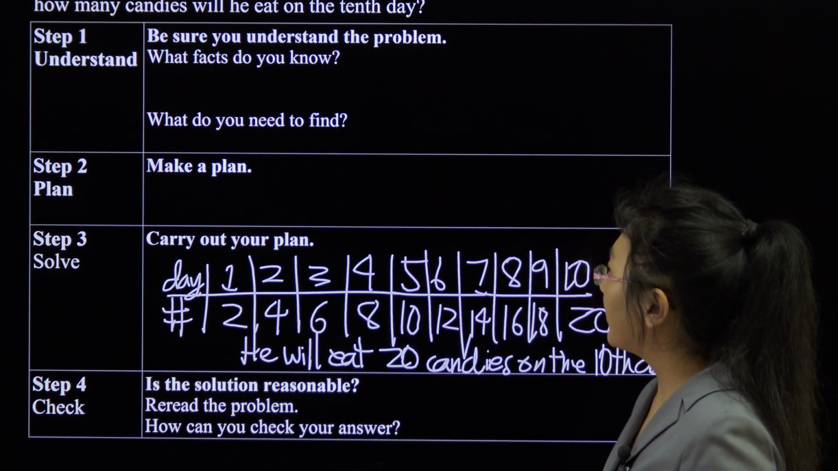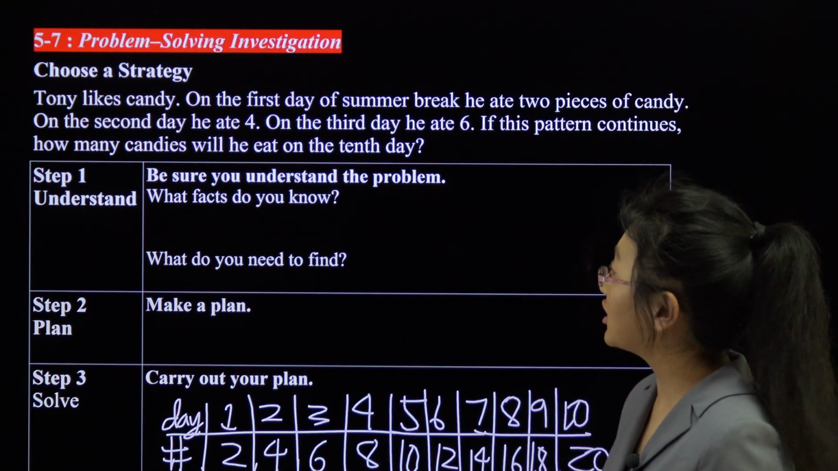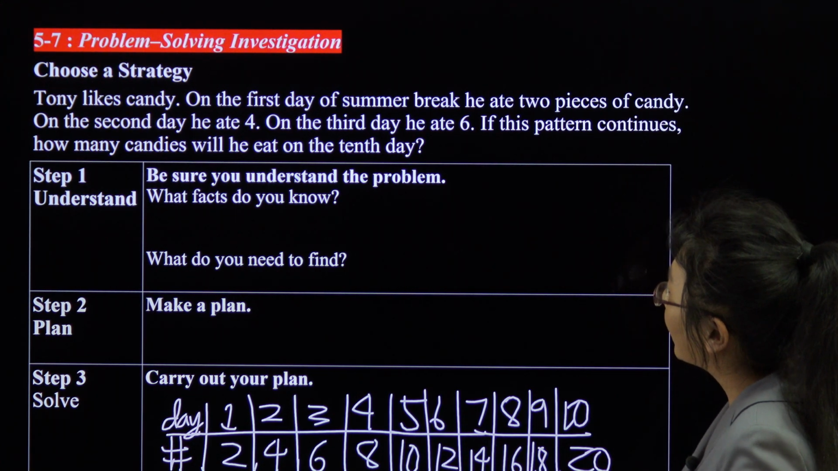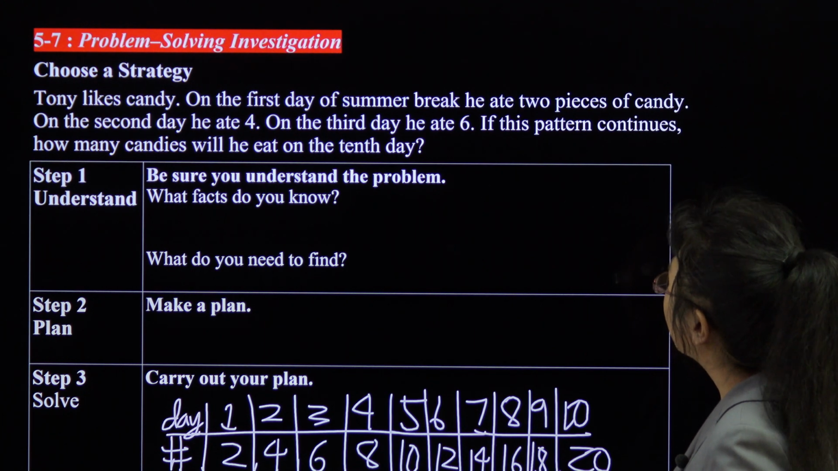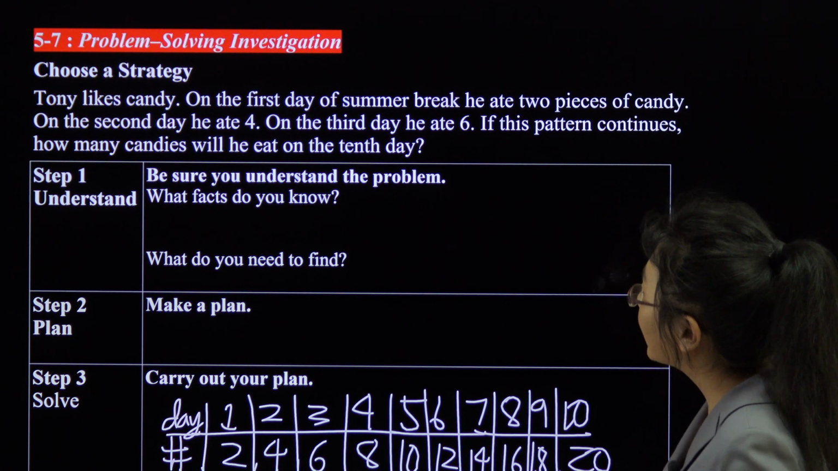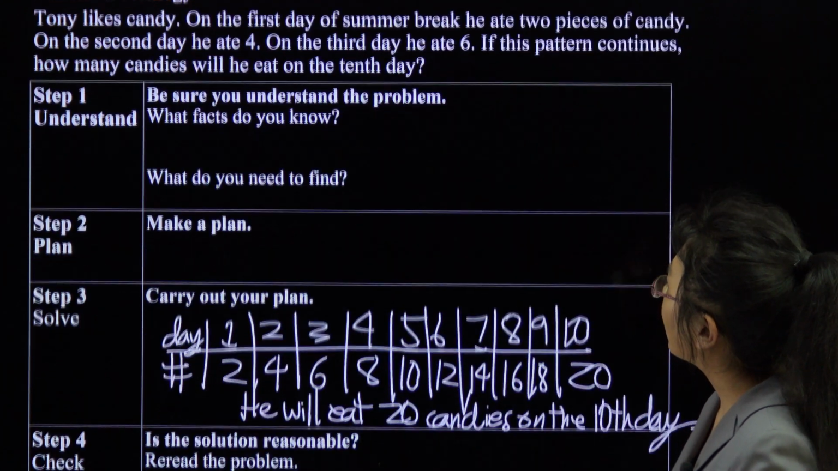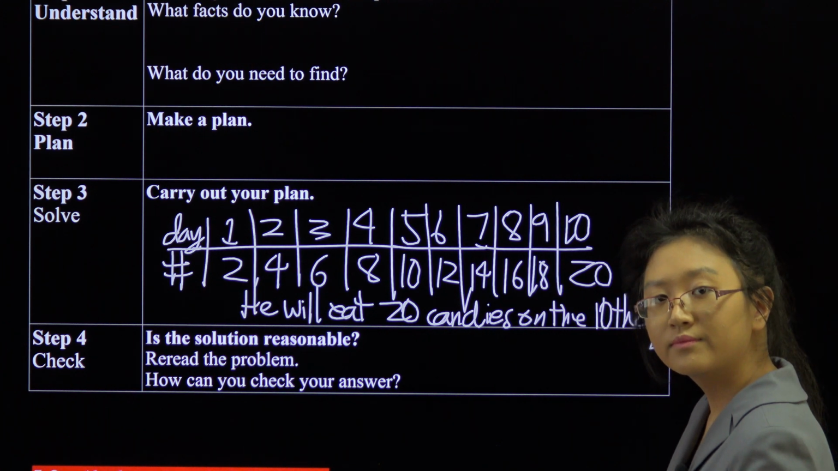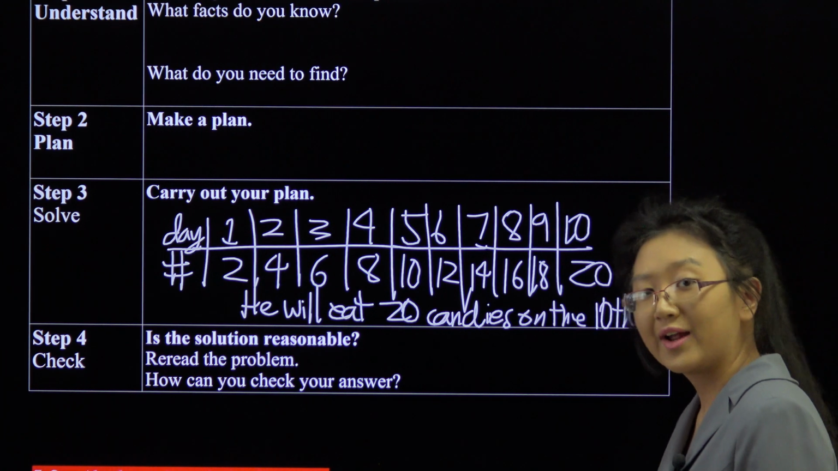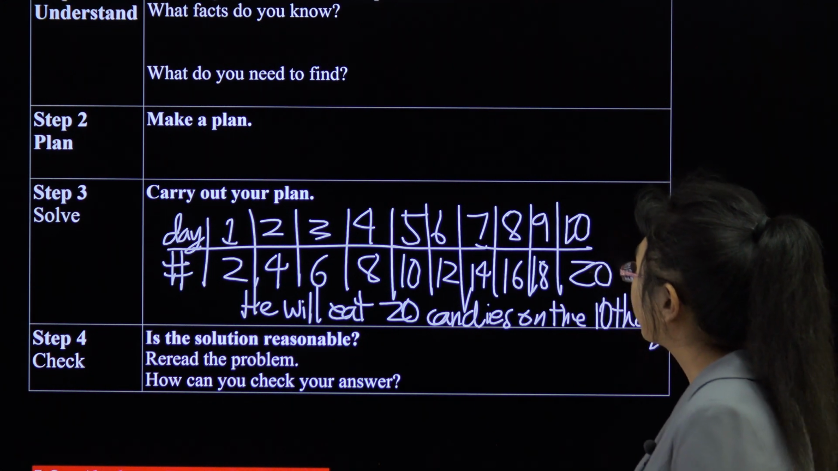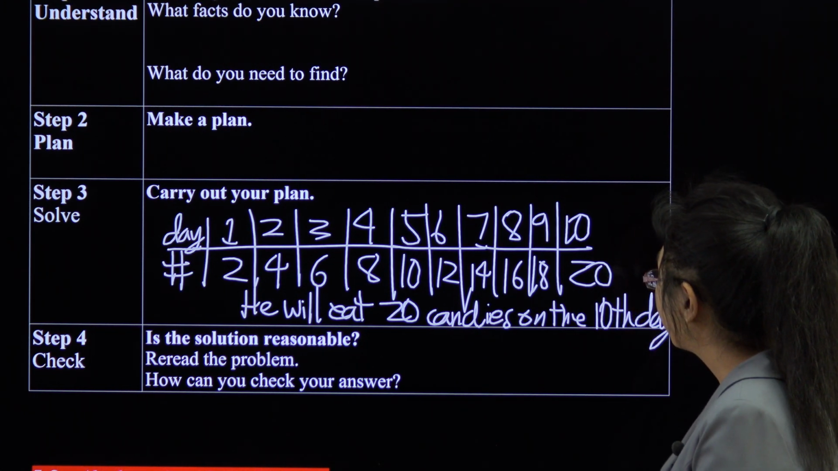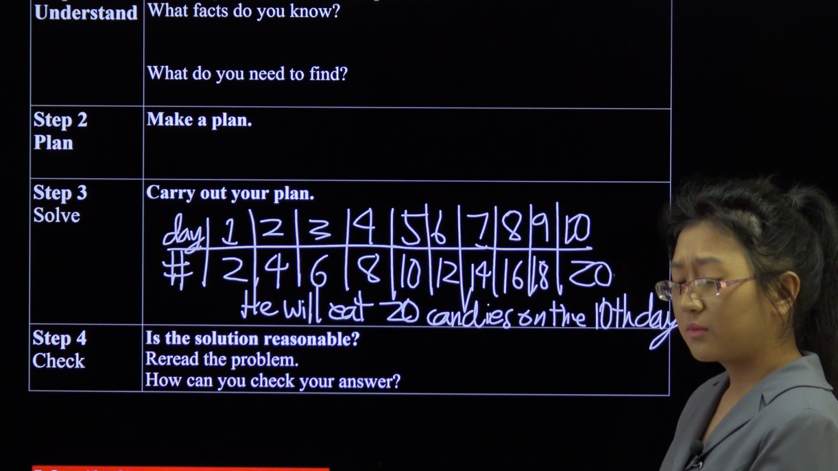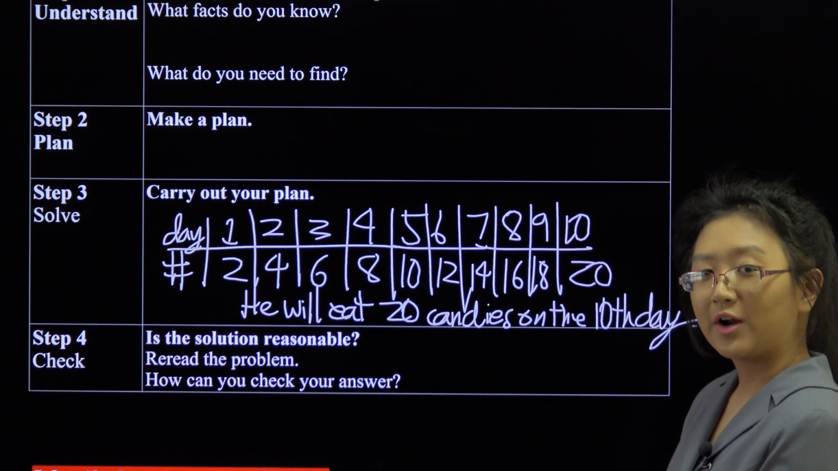Now we reread the problem to make sure that we actually did get our information correct. Tony likes candy. On the first day of summer break, he ate 2 pieces of candy. On the second day, he ate 4. On the third day, he ate 6. If this pattern continues, how many candies will he eat on the 10th day? Okay. Our information was correct. Our calculations were correct. Therefore, our answer should be correct. Unless your teacher's pulling a massive prank on your entire class.